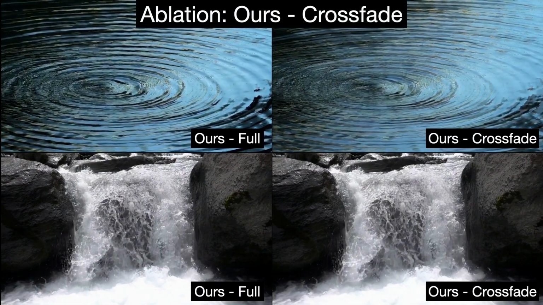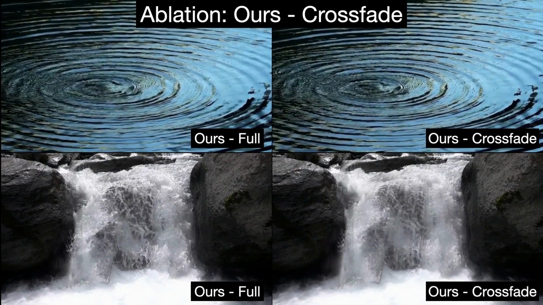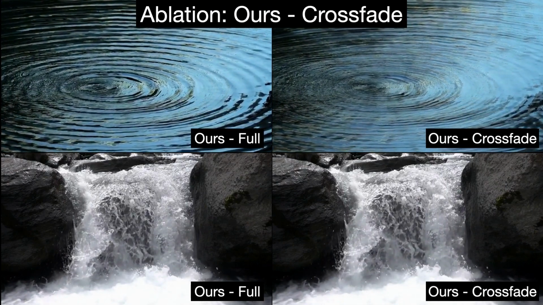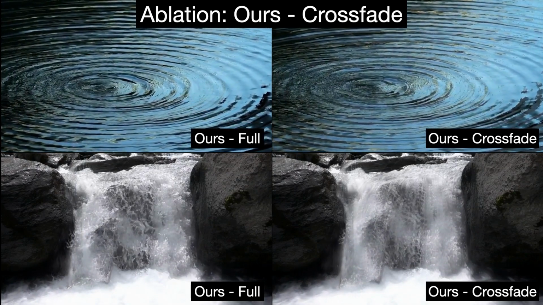Instead of our looping approach, we can also use the crossfading as described in Endo et al. This is less jarring, but tends to result in blending artifacts such as double edges and ghosting.